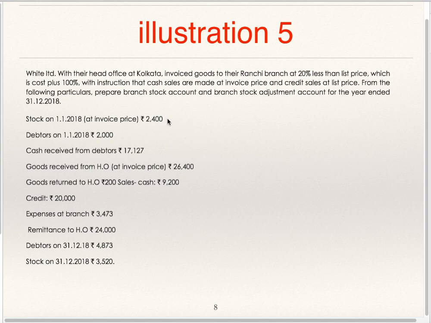This is to be recorded in branch stock account. Goods returned to head office 200. We'll assume that it is at invoice price. This is also to be recorded in branch stock account. Cash sales and credit sales, sales cash and credit, are to be credited to branch stock account. Expenses of branch.